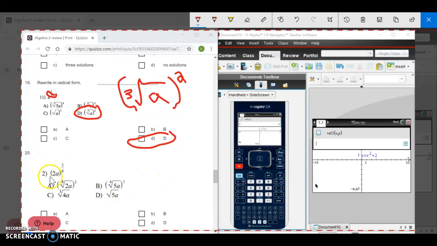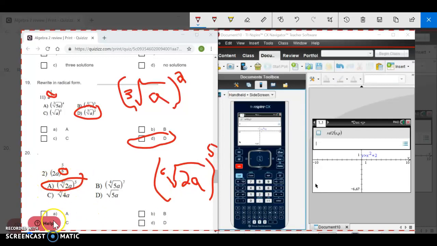Now looking at number 2, same situation. This is the index right here, so 6. So I'm going to write 6, radical symbol, 2A. It's the same thing. I could put a 5 here, or I can put it around the whole thing like this. That makes it to the 5th power like that. The only one that has that answer, I believe, is A. So that's how you do those 2 problems right there.